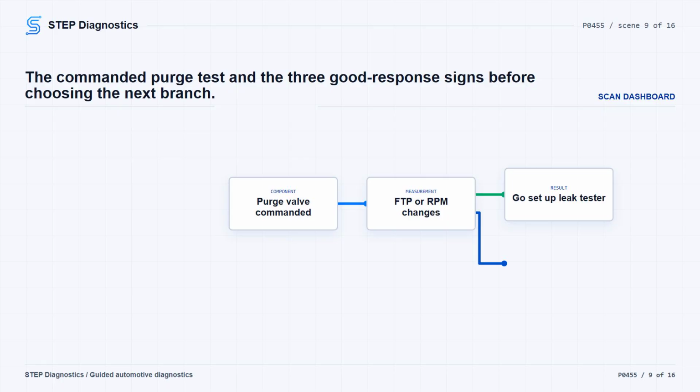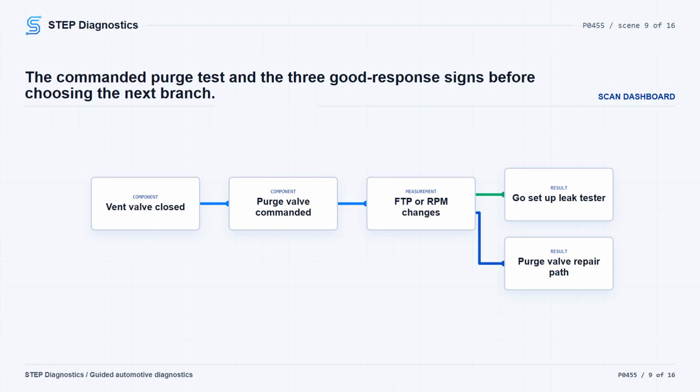Command the EVAP canister vent valve closed by commanding the EVAP PID to on, which is 100% duty cycle. Watch FTPV, then command the EVAP PID open in steps up to 100%. You are looking for the FTP PID to decrease, the engine RPM to change, or the engine to stall. Any of those indicates the purge valve is opening. If that response is present, move to the leak test equipment setup.